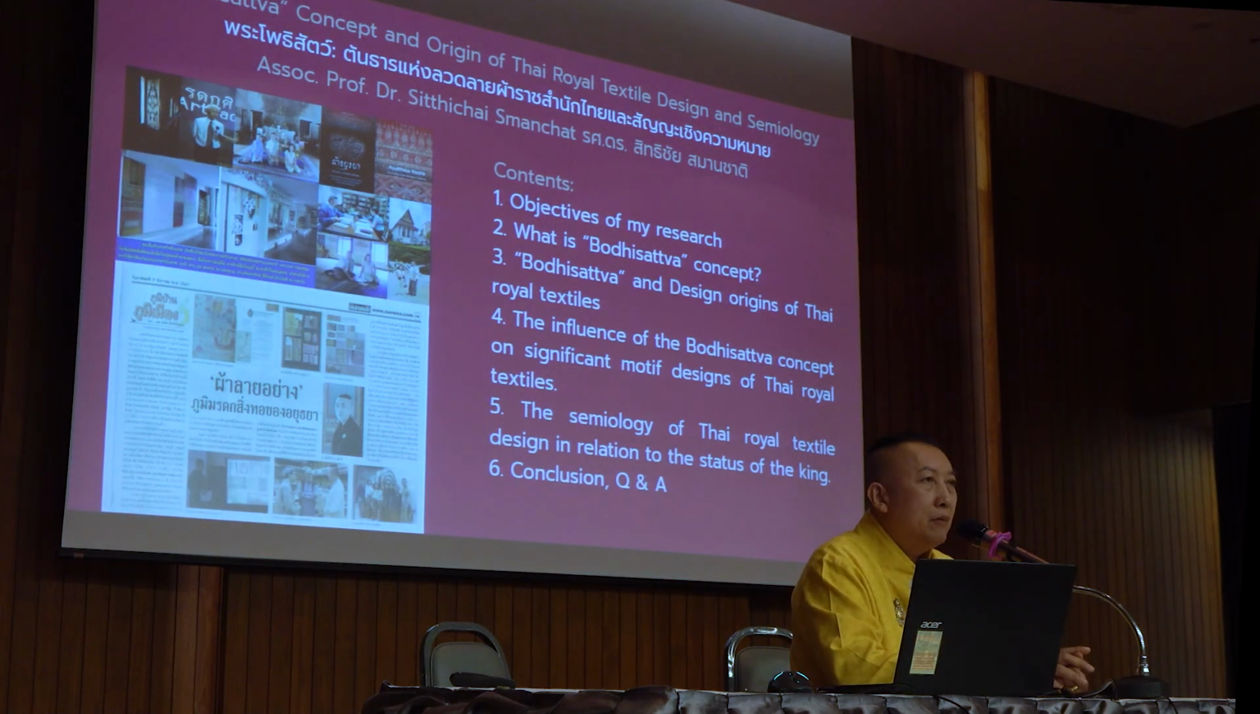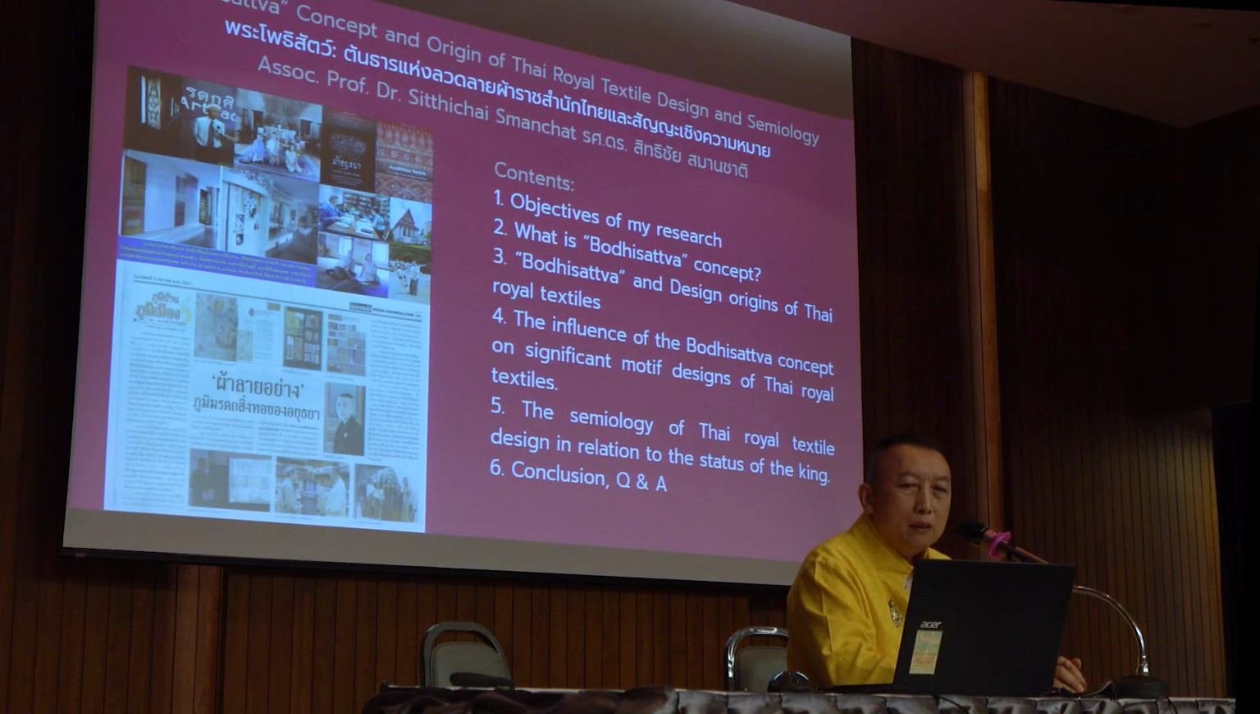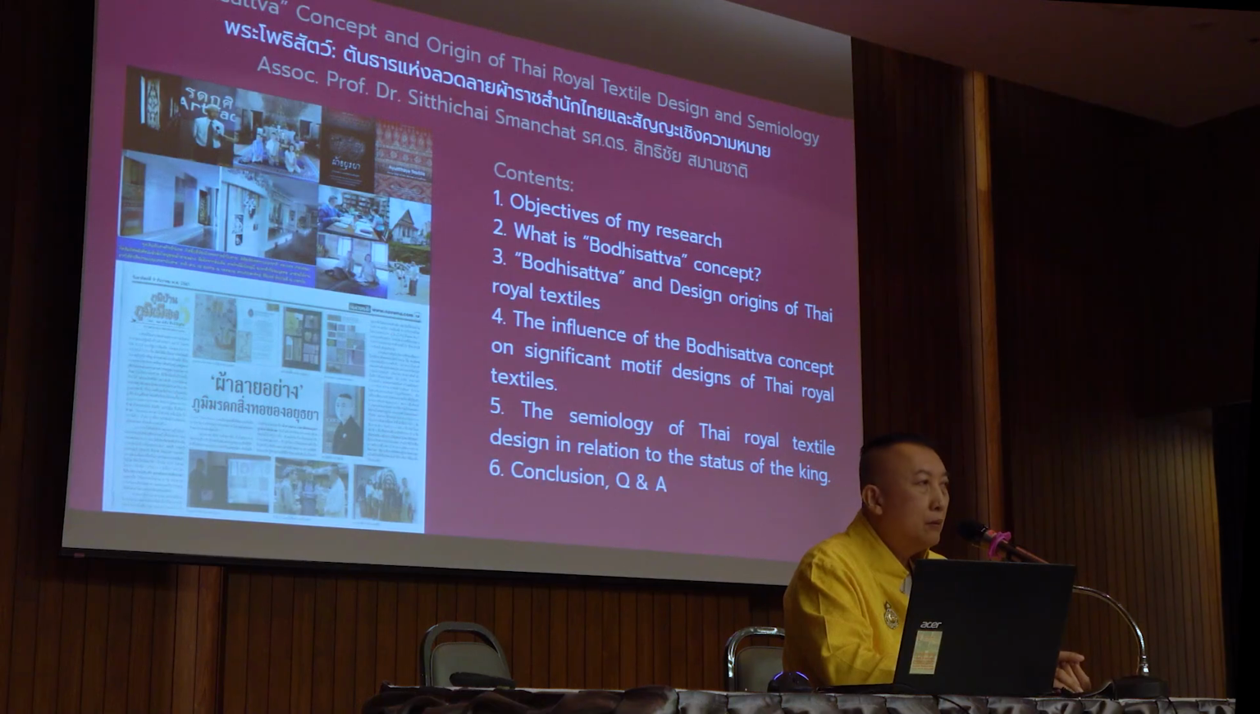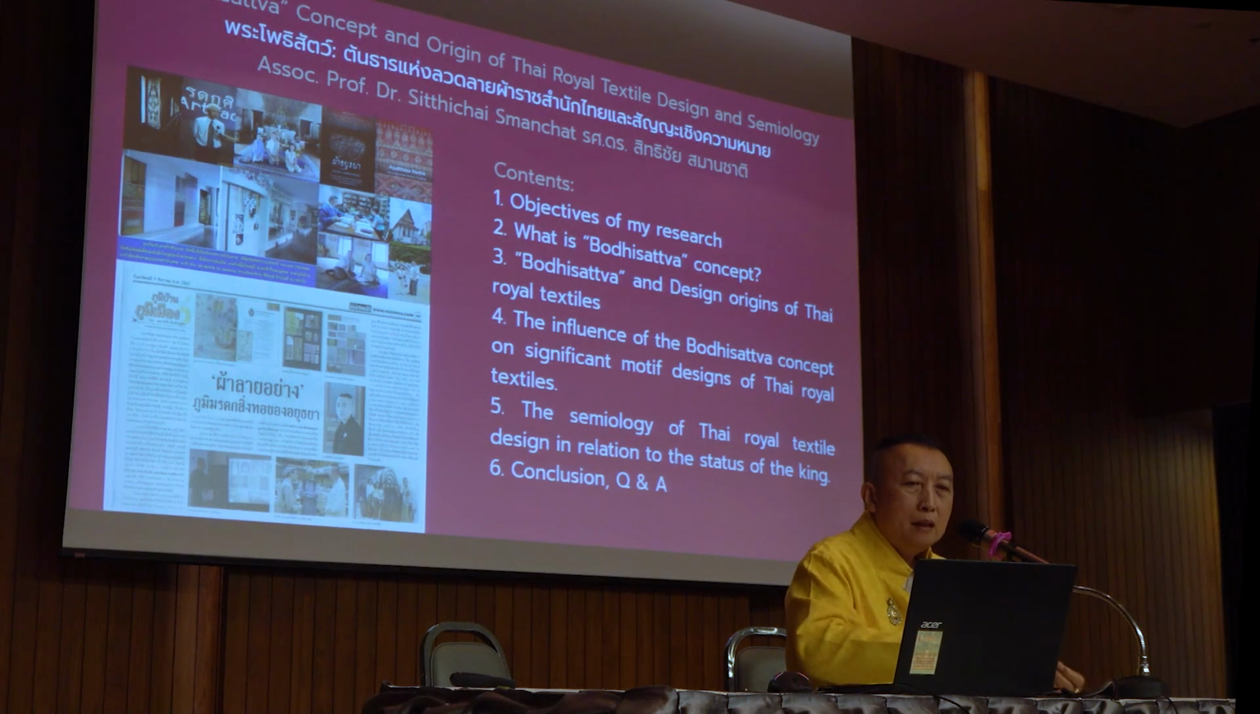So the content that I will share with you has 6 parts. The first is the objective of my research, and second is what is the Bodhisattva concept. The third is Bodhisattva and the design origin of Thai royal textile. The fourth is the influence of the Bodhisattva concept on significant motif design of Thai royal textile. The fifth is semiology of Thai royal textile design in relation to the status of the king. Sixth is the conclusion.